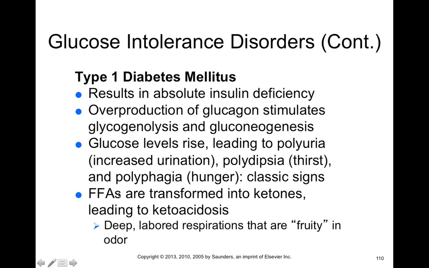Free fatty acids are converted to ketones as a way to keep your nervous system running, because under really severe circumstances, your brain can run on ketone bodies rather than glucose. Remember I said to you guys that the nervous system only relies on glucose? It's true for the most part, but under really severe circumstances, it can run on ketones. These ketones have a sweet smell to them. In fact, they can dissipate through your skin and mucous membranes. So people undergoing ketoacidosis have a sweet or fruity smell about them.